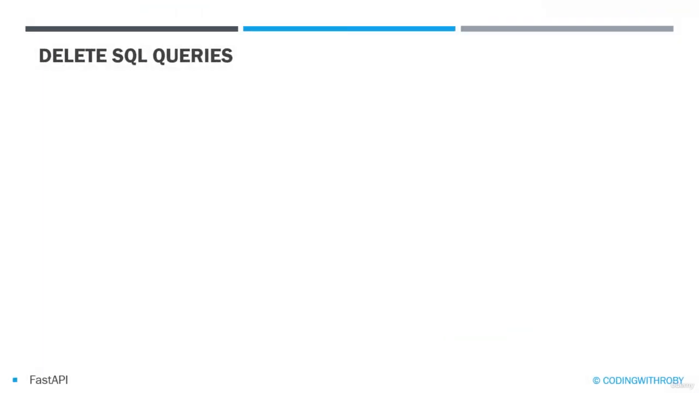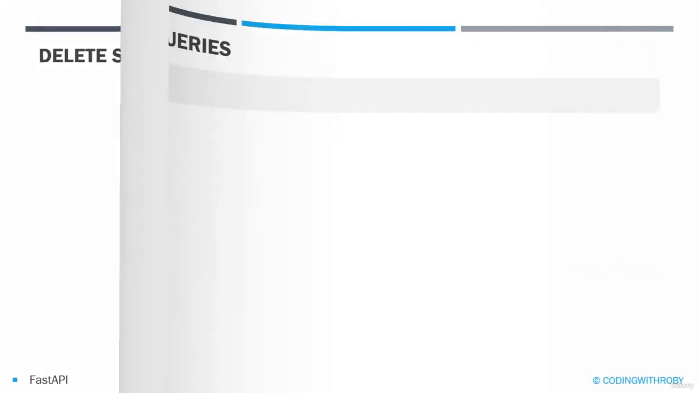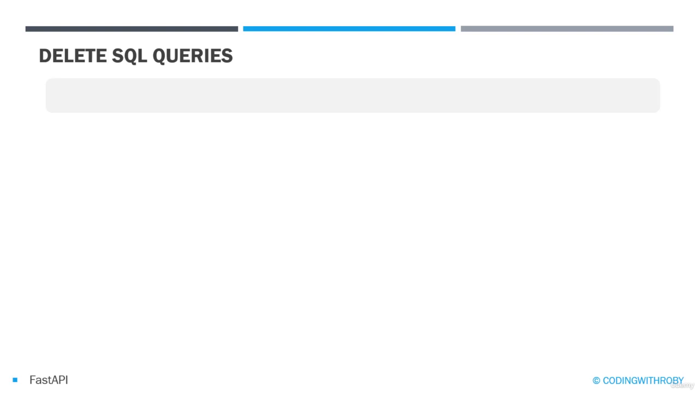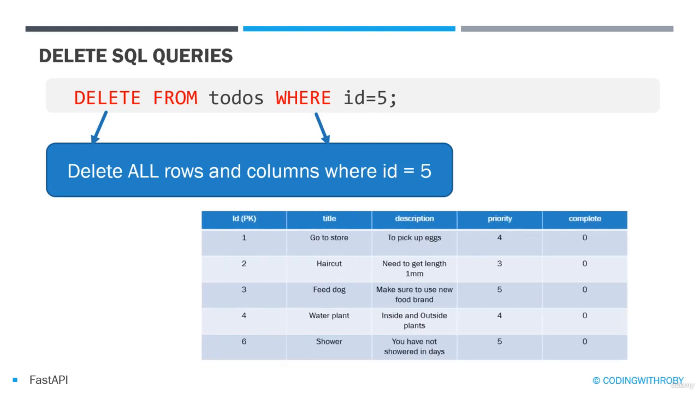All right, and now for the final clause for this basic SQL intro is the delete clause. This clause is used to delete a record from a database. Again, the best way of deleting a single record is by the primary key, which in this case is the ID. We can say delete from to-dos, where ID is equal to 5. This statement says to delete all rows and columns, where ID is equal to 5. Therefore, after this statement gets executed, we will be left with a table of 5 records. However, the record with the ID of 5 is completely deleted.